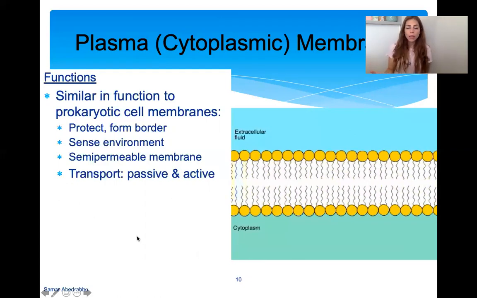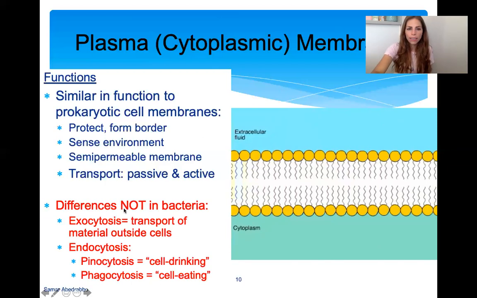So for big molecules that need to get across the membrane, both in and out of cells, we have proteins. We have integral cell membrane proteins. That's their function. And so differences that we see in the cell membrane in eukaryotic cells that we do not see in bacteria: eukaryotic animal cells do a process of transport called exocytosis, and I will talk about it. It's a way where the cell membrane basically rearranges to kick something out of the cell.